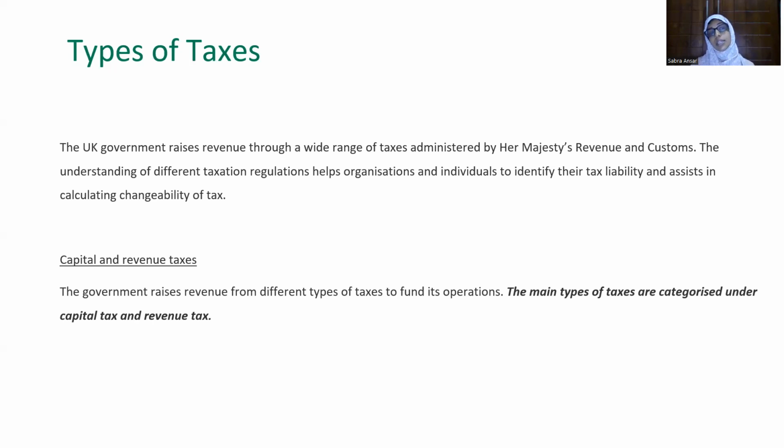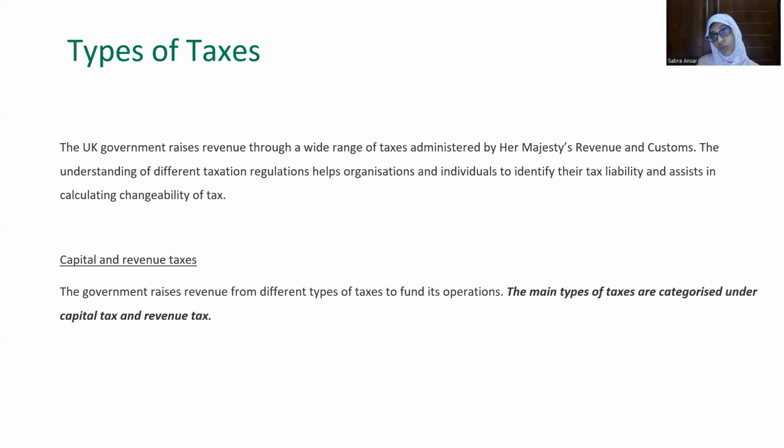Now, basically, the government raises revenue from different types of taxes to fund its operation. The main types of taxes are categorized under capital tax and revenue tax. So the first thing we need to understand is that government income comes from different types of taxes, right, in order to fund its operation.